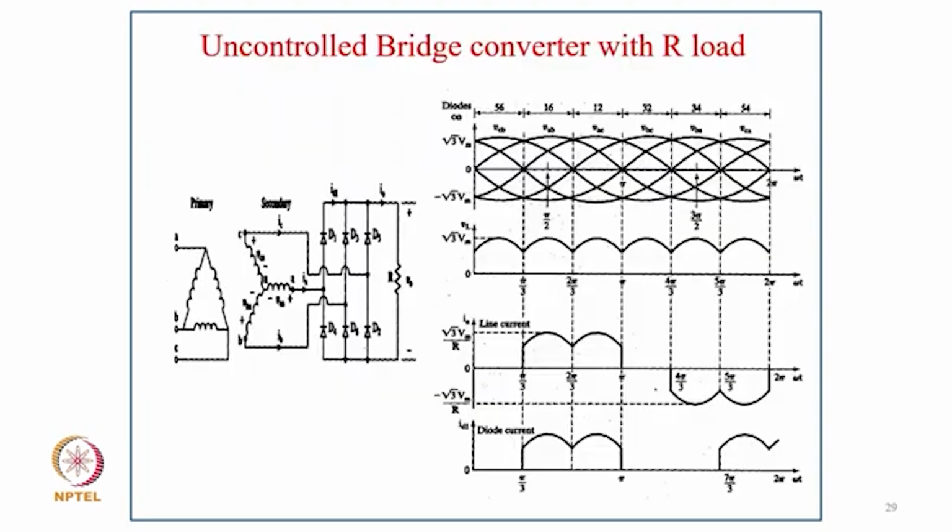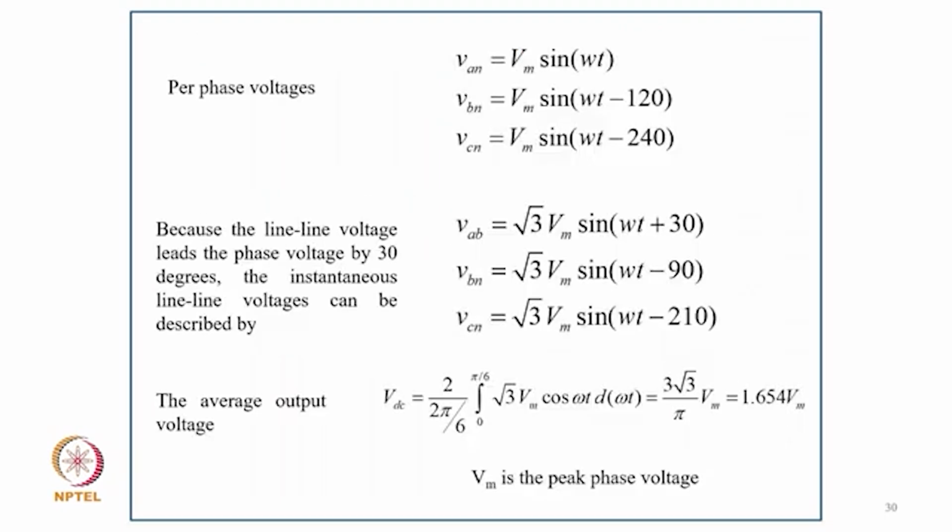And this is typically the uncontrolled bridge with a resistive load. So you can clearly see the output voltage waveform, the line current waveform, and the diode currents. Coming to the per phase voltage, if we take Van equal to Vm sin omega t, similarly Vbn equal to Vm sin(omega t minus 120), and Vcn equal to Vm sin(omega t minus 240).